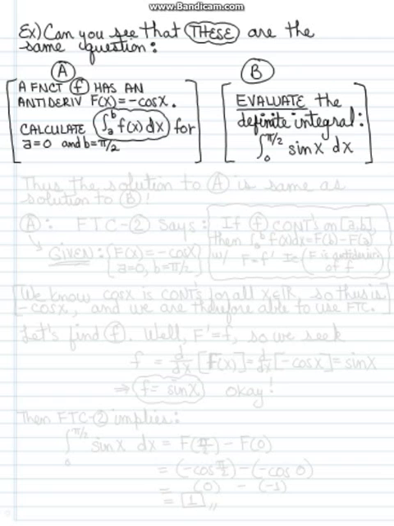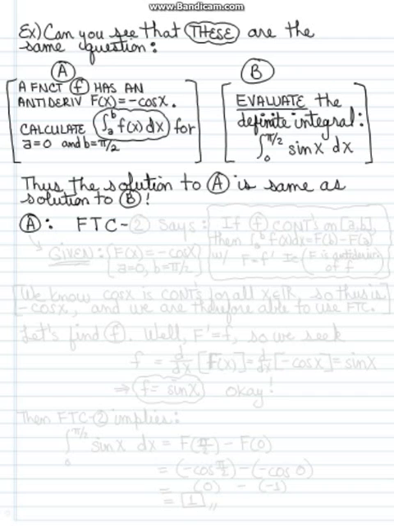Heck yes, that is the same question, because what is little f? Little f is the guy for whom capital F is the antiderivative. Let's go ahead and solve this. Thus, since these are the same question, the solution to A is the same as the solution to B. So we can just work on one of them and we'll answer both of them. So we're going to concentrate, as we did last time, on the more complicated looking one, part A.